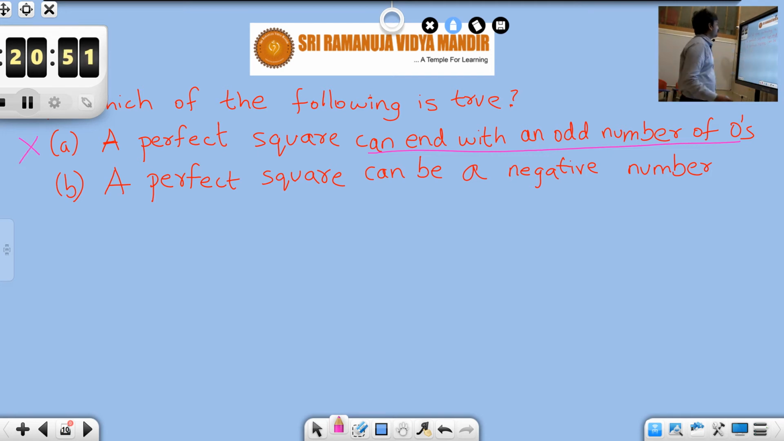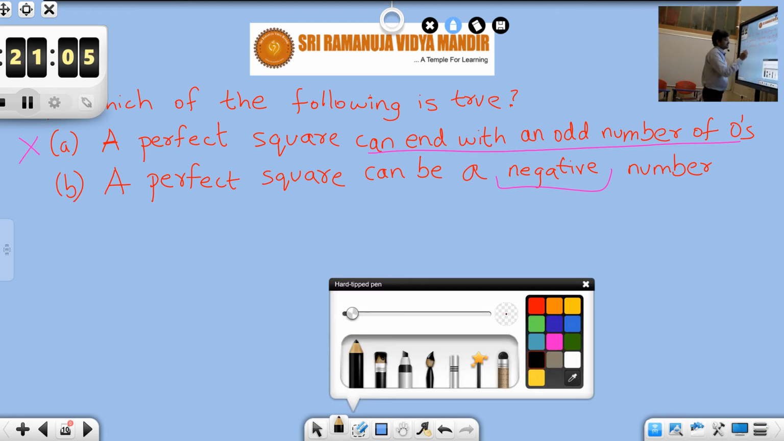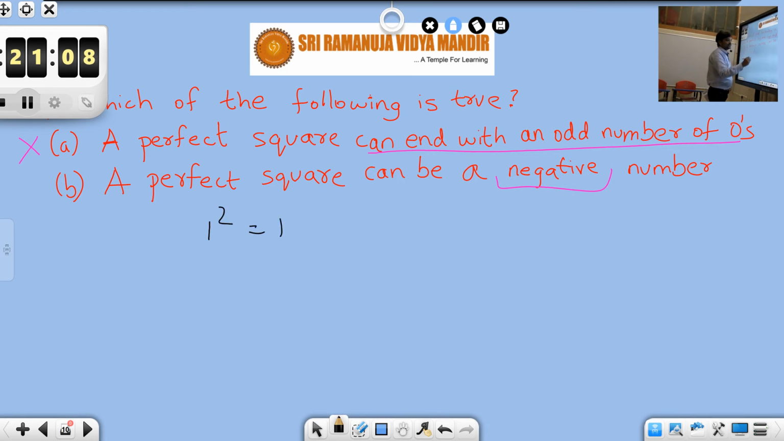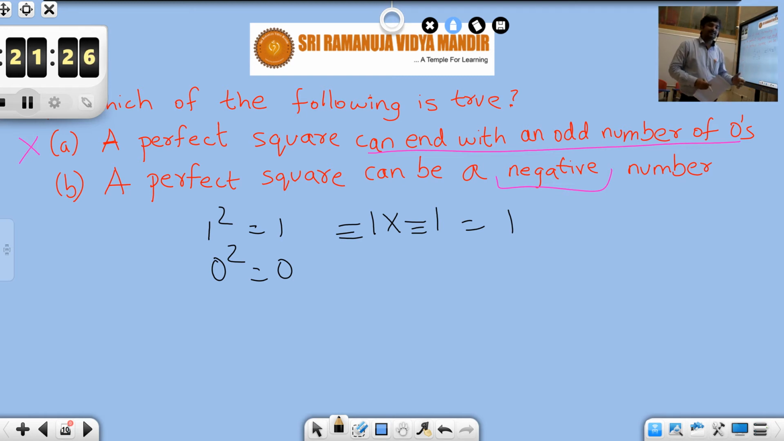Now look at the second one here. A perfect square can be a negative number. Do you think this negative number is possible for a perfect square? See, whenever we are saying a perfect square, 1 square is 1, 2 square is 4, 0 square is 0, whatever it is, minus 1 into minus 1. See, minus into minus will become plus, and 1 into 1 is 1. Students, if you observe, for the square of any real number, we observe that the number is always greater than or equal to 0, right?